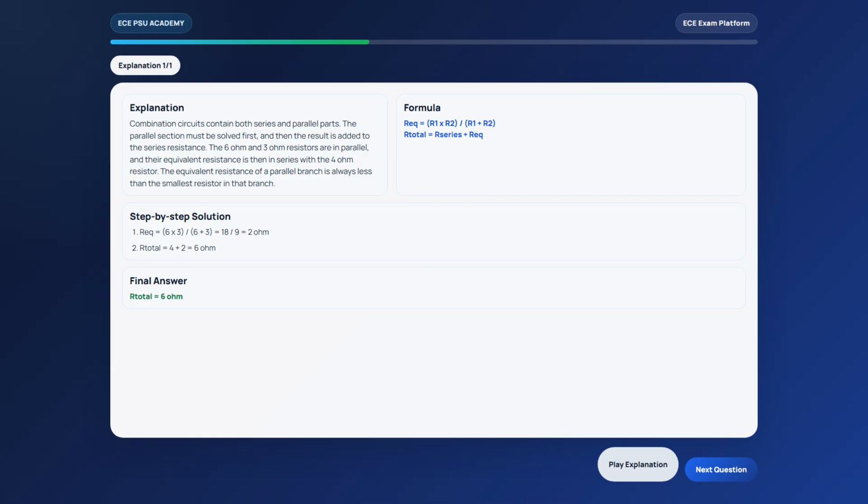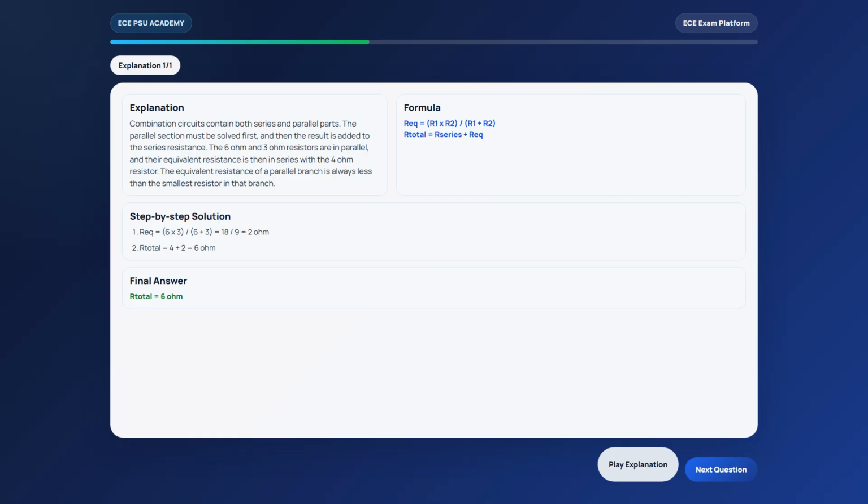Combination circuits contain both series and parallel parts. The parallel section must be solved first, and then the result is added to the series resistance. The 6 ohm and 3 ohm resistors are in parallel, and their equivalent resistance is then in series with the 4 ohm resistor. The equivalent resistance of a parallel branch is always less than the smallest resistor in that branch.